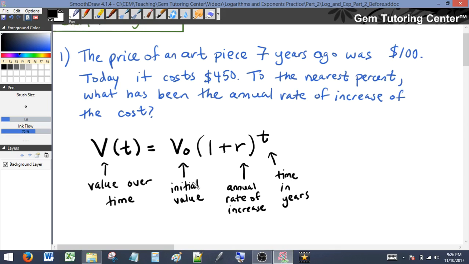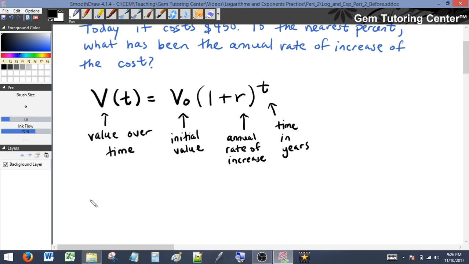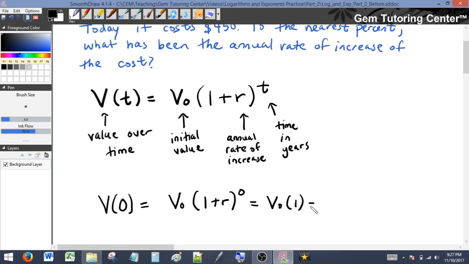The reason why v naught, or v0, is called the initial value is this. When you plug in 0 for t in this equation, you get v0 times 1 plus r to the 0. And we know that anything to the 0th power is 1, so that's equal to v0 times 1, or just v0. So at time t equals 0, v of t is equal to v0.